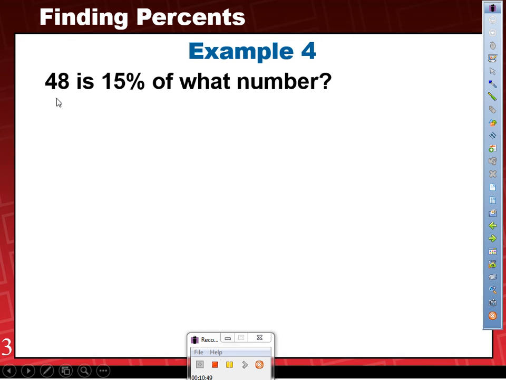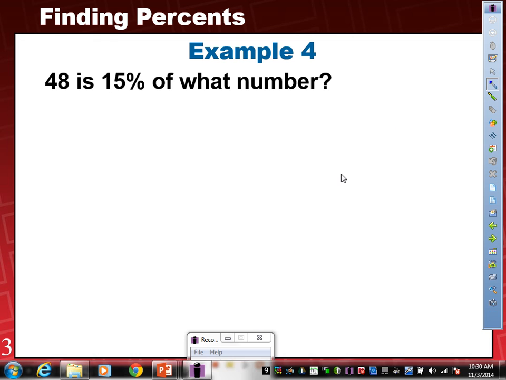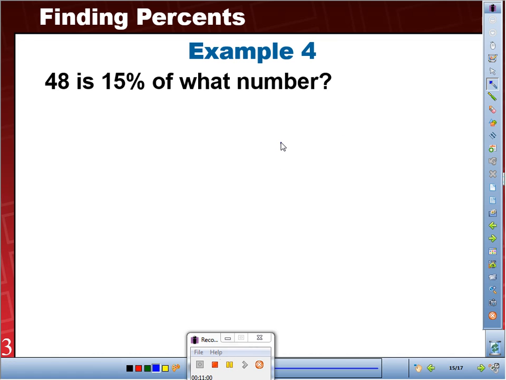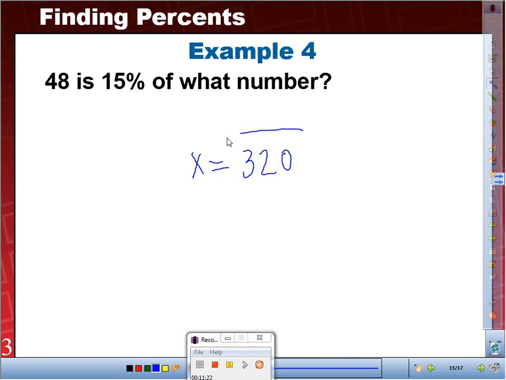Let's do another one, example number 4. Copy this one. 48 is 15% of what number? Go. Alexandra, what is it? 320. Hands if you got that. Who got x equals 320? That is correct. Make sure you're accurate with your computation, please.